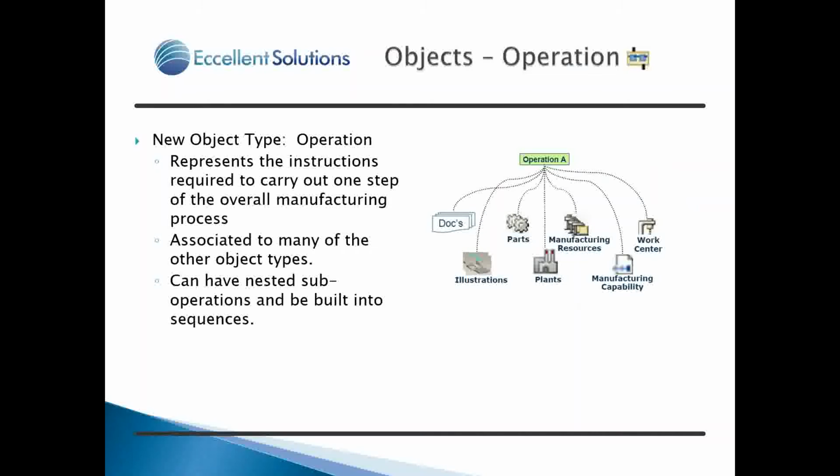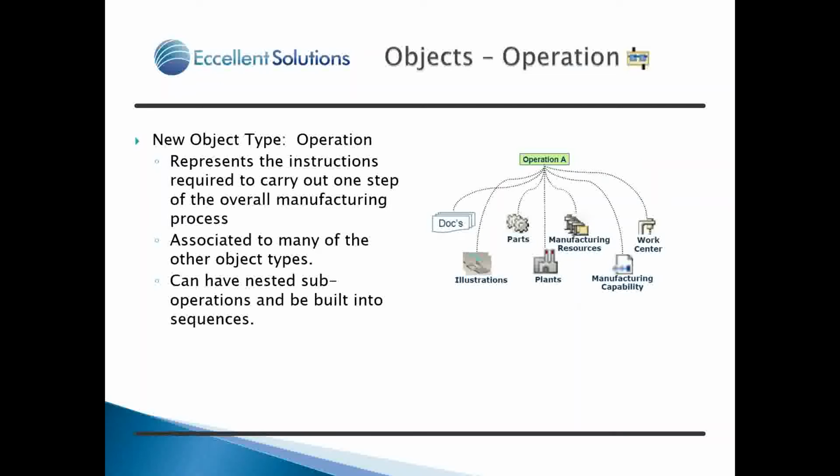There is also a new object type, as I mentioned, called an operation. The operation object type represents the instructions required to carry out one step of the overall manufacturing process. You'll see here that the operation can be associated to many of the other object types, including parts and plants, as mentioned before, but you can also include them into other resource objects as well, which we'll cover in the demonstration.